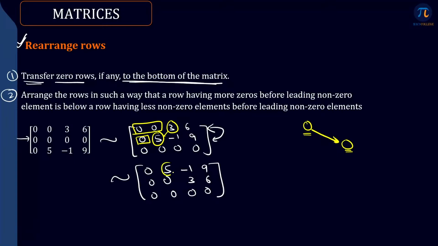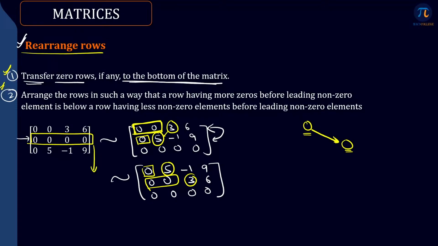While applying Gaussian elimination or Gauss-Jordan elimination, which I am going to teach you now, even in that, at every step, you have to check for this rearrangement of the rows. Whenever there is a bad arrangement of the rows, we should rearrange them properly. If you find a zero row somewhere at the top, you should immediately pull that down. And secondly, arrange the rows in such a way that a row having more zeros before the leading non-zero element is below a row having fewer zeros. So, this is what we mean by rearrangement of the rows. Please note that this is very, very important. You have to do these steps every time whenever it is required.